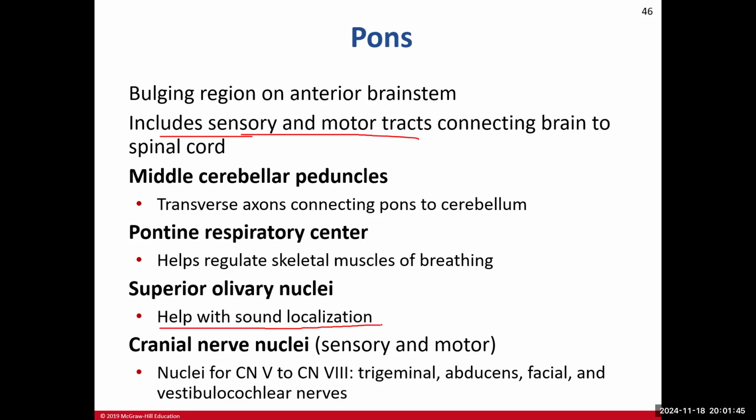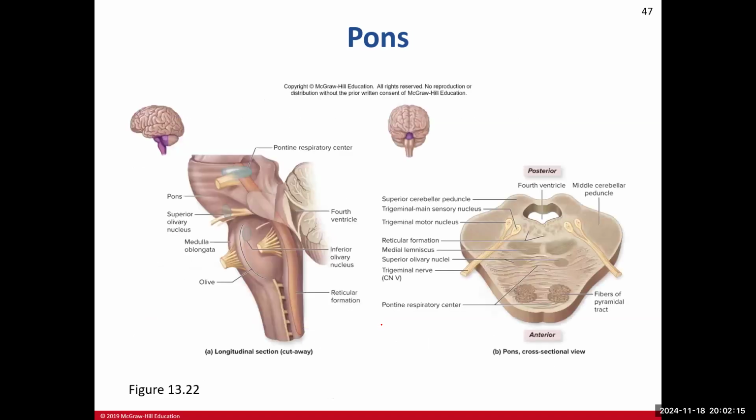And then you'll notice some of our cranial nerves here: cranial nerve 5, which is trigeminal; cranial nerve 6, which is abducens; cranial nerve 7, which is facial; and cranial nerve 8, which is the vestibulocochlear nerve. All of the nuclei are located in the pons. That's where those cranial nerves originate from. So cranial nerves 5 through 8: trigeminal, abducens, facial, and vestibulocochlear.